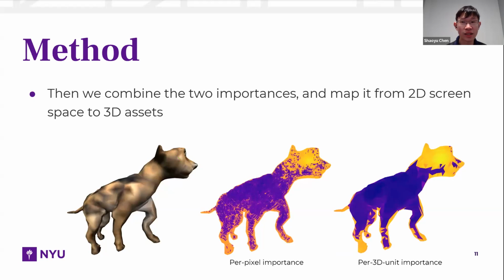Then, we combine the eccentricity and temporal consistency importance for each pixel, as shown here, and map it from 2D screen space to 3D units, which are triangle meshes in this example. The obtained importance of 3D units can be used as the priority for streaming and updating the level like this.